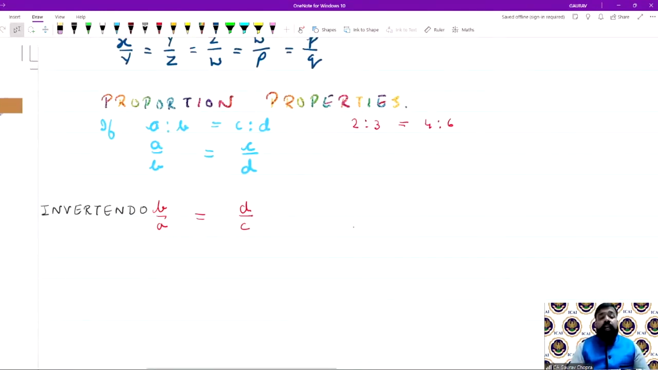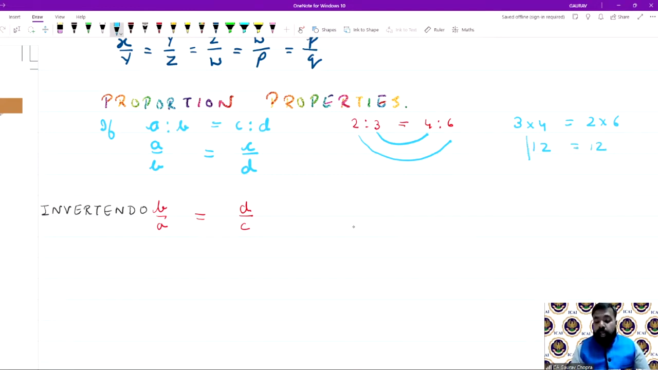Then we also know that if we have to check whether it is in proportion or not, we can apply the product rule on this. Now, what is the product rule? Product of means is equal to product of extremes. So 3 multiplied by 4 should be equal to 2 multiplied by 6. That is, we are having 12 on both the sides.